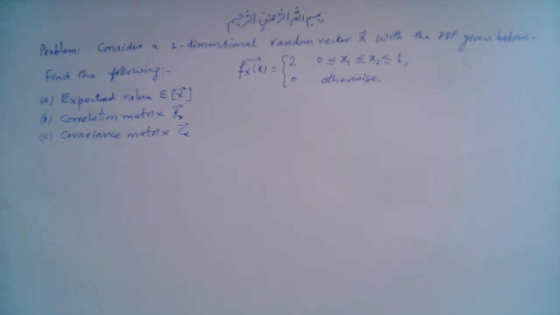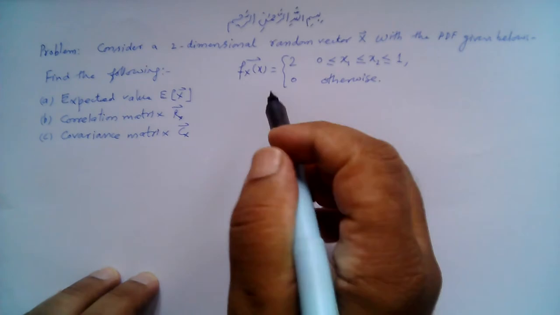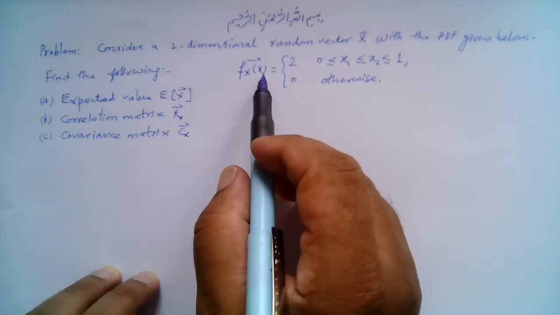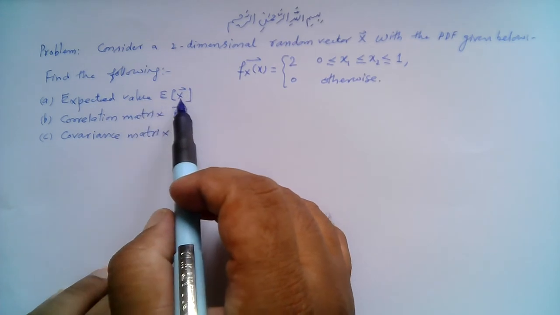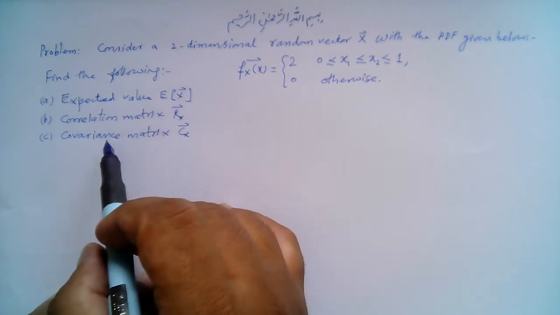So here we have a problem. Consider a two-dimensional random vector x bar with the PDF given below. So f_x(x bar) is equal to 2, while x1 is greater than or equal to 0, less than or equal to x2, and x2 is less than or equal to 1, and this is 0 otherwise. And this bar here denotes that this is the PDF of a random vector, right? Find the following: expected value of the random vector, correlation matrix, and the covariance matrix.